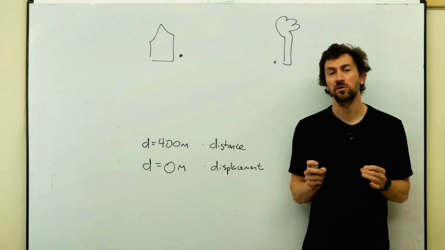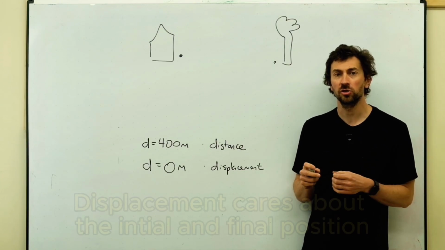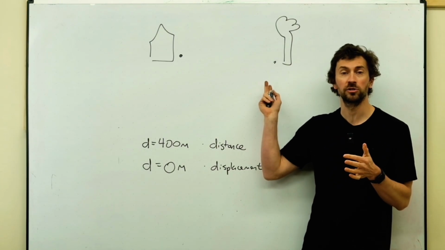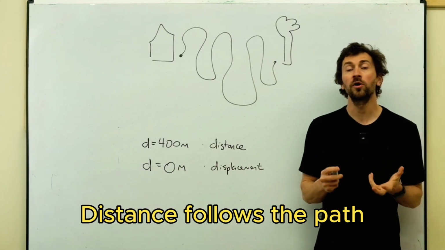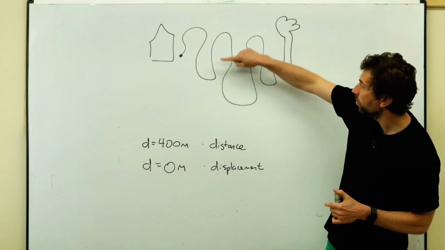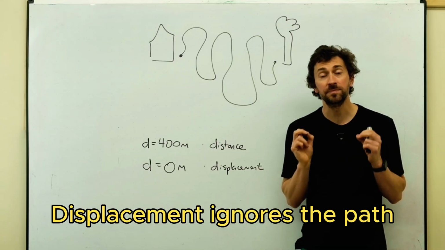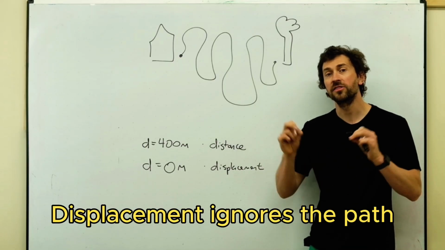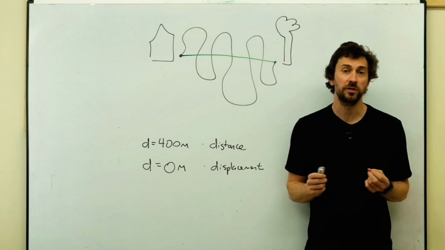Displacement only cares about the initial position and the final position. So here's a house and somebody walks to a tree, but they take a lopsided path. Some wandering path like that. The distance is the distance of the whole path, wandering like that. But the displacement only cares about the difference between the 2 points. The straightest line between 2 points.